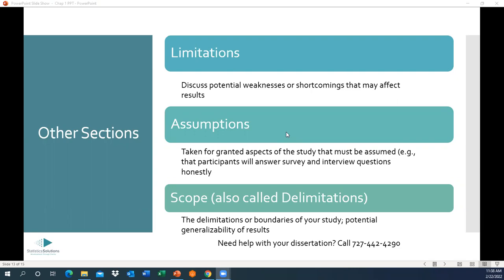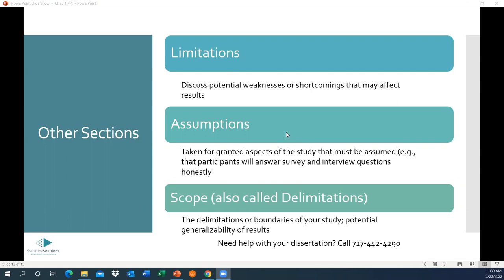Scope and delimitations. Sometimes it's interchangeable. Sometimes it's scope and delimitations. But scope is really the boundaries of your study, right? If limitations are things that you can't really control, delimitations would be like the things you put on your study to create a boundary. So you're looking at everything within this scope, but not the things outside of it. And usually the language sounds a lot like your purpose. Here's what I'm going to focus on. Here's why. Here's the people it involves.